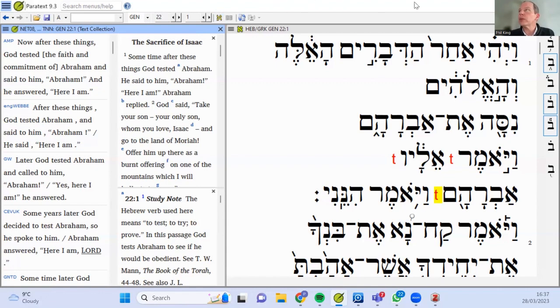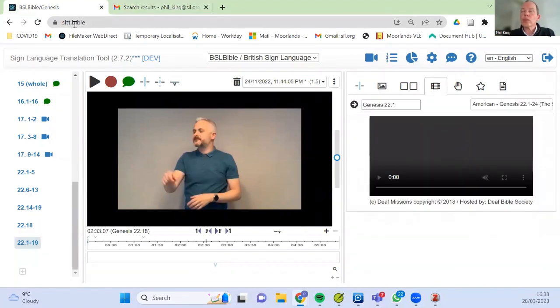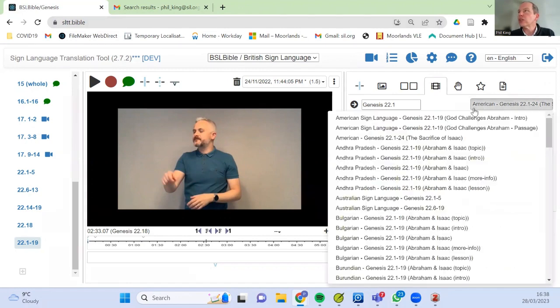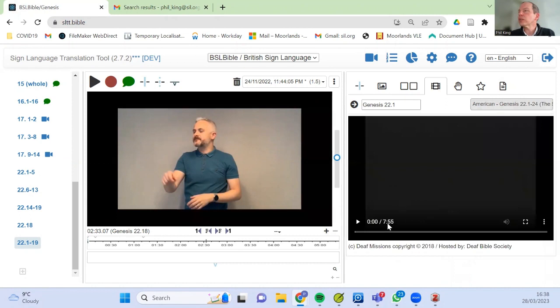I'm just going to try to call up a different window here. Here we've got a program called SLTT, Sign Language Translation Tool, which enables me to look at translations into other sign languages. So here we've got the American Sign Language version, which I can look at to see how they translated Genesis chapter 22. Here, this one, I think. Let's play this at the beginning.